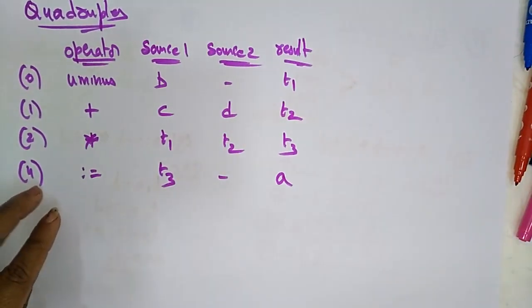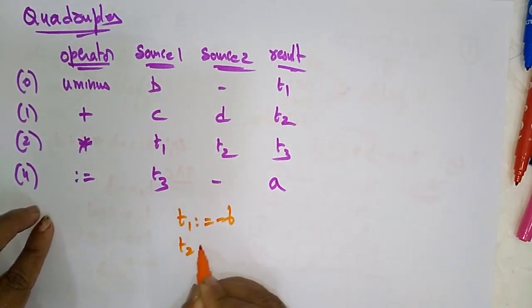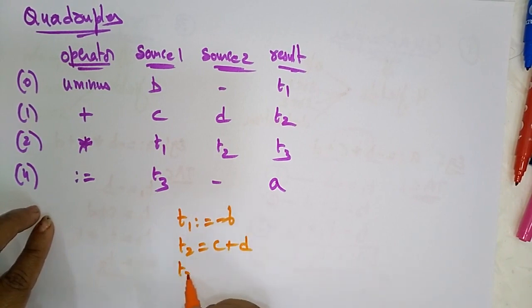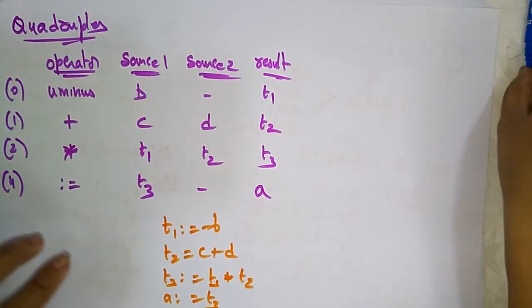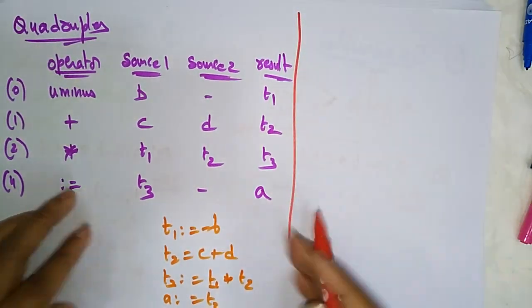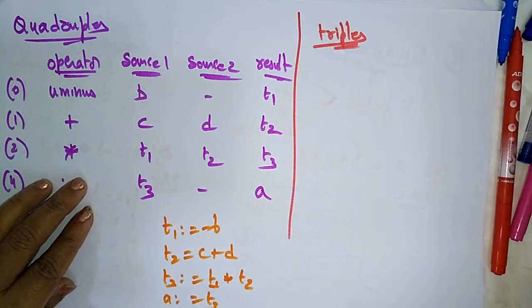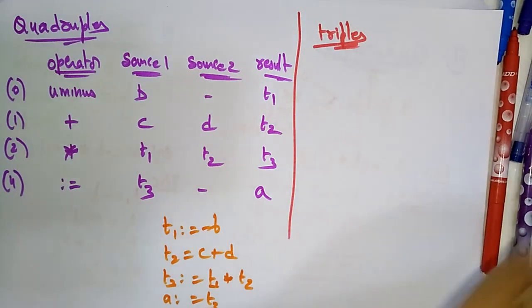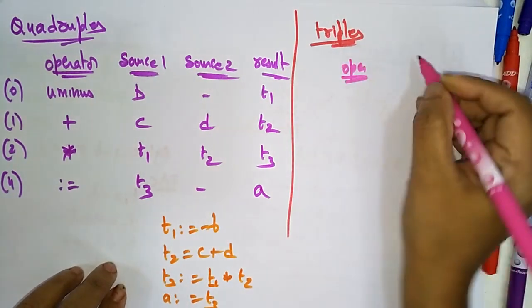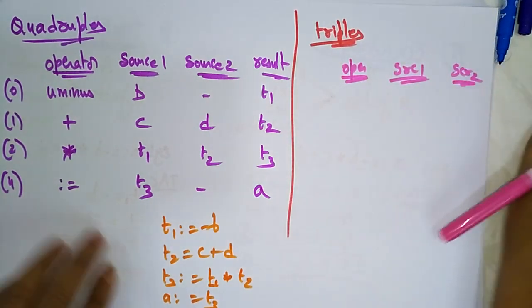So let me write the statements here, because turning back every time is difficult. T1 is minus B, T2 is equal to C plus D and T3 is equal to T1 into T2 and A is equal to T3. But to construct the triples, you need not take the help of these productions. You can take the help of the quadruples table. So just like the quadruples, you need to write operator, source 1 and source 2. That's it. There is no result here.